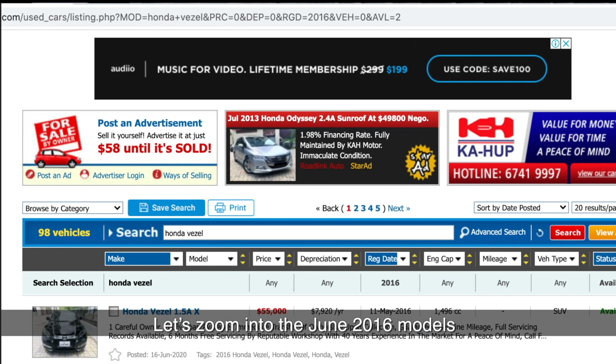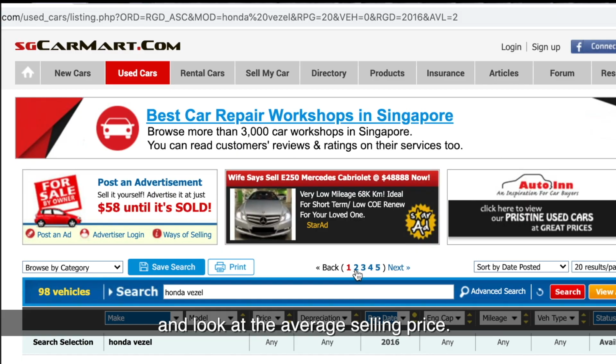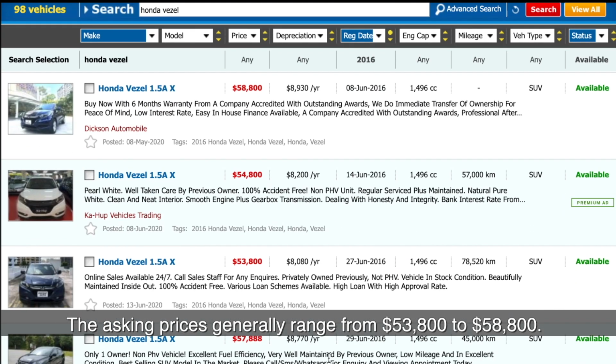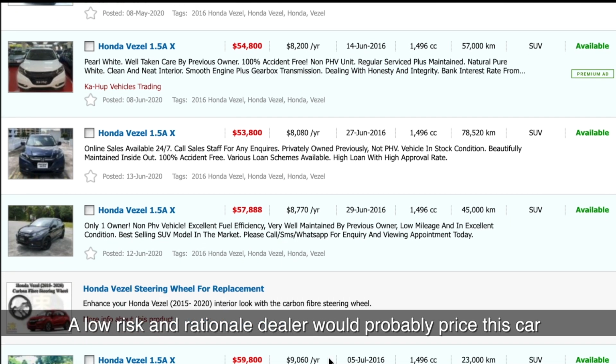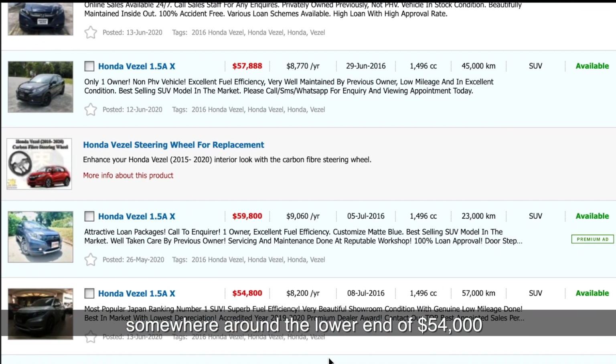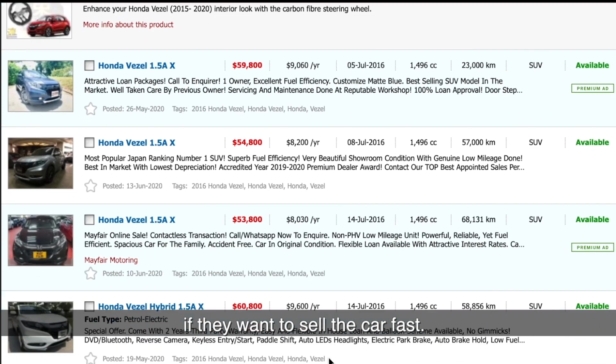Let's zoom into the 2016 June models and look at the average selling price. The asking prices generally range from 53,800 to 58,800. A low-risk and rational dealer will probably price this car somewhere around the lower end of 54,000 if they want to sell the car fast.